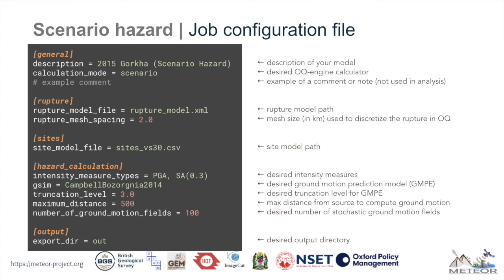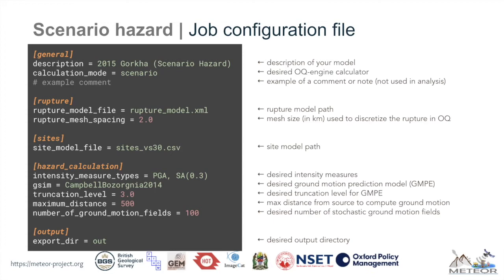Next, we have different parameters that are defining the rupture. We have the rupture model file, so this indicates the path where the rupture model XML is. In the case of a scenario hazard analysis, we are only modeling one particular earthquake rupture event. We also have the rupture mesh spacing. So this indicates the mesh size used to discretize the rupture within OpenQuake, and the units are in kilometers. Smaller numbers for this will mean a refined mesh, but also an increased computational demand.